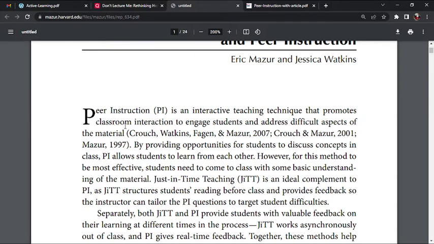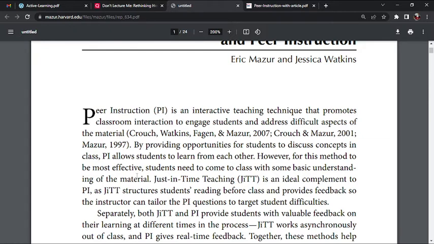So, whenever you are learning programming or data science, if you meet a difficult concept, if you meet a difficult aspect, then one of the ways that you can come out of that rabbit hole is through peer instruction: trying to explain it to someone else, trying to teach it, trying to talk to another person about the thing that you are learning. Now, in their implementation of peer instruction, they did this by providing opportunities for students to discuss concepts in class. That is, peer instruction allows students to learn from each other.